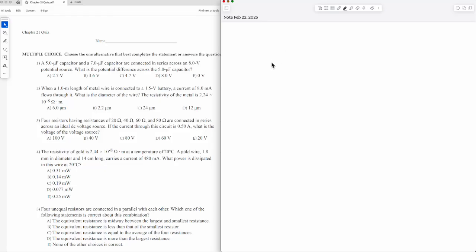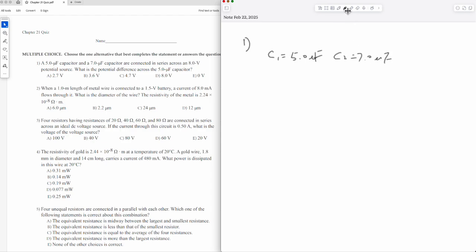Okay, this is chapter 21 quiz. The first one, a 5 microfarad capacitor and 7 are connected in series across an 8 volts. So the first one, C1 equal to 5.0 microfarad. C2 equal to 7.0 microfarad.